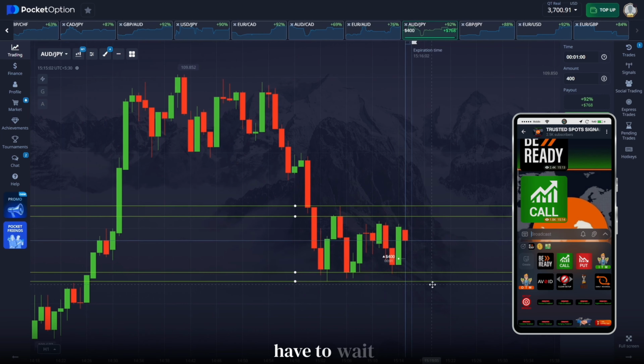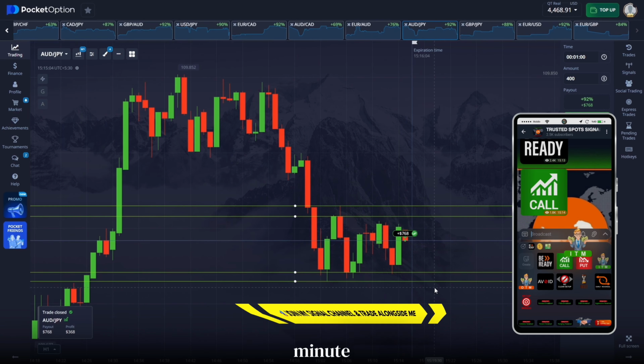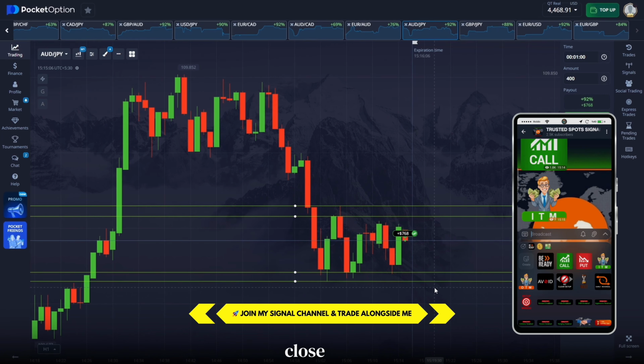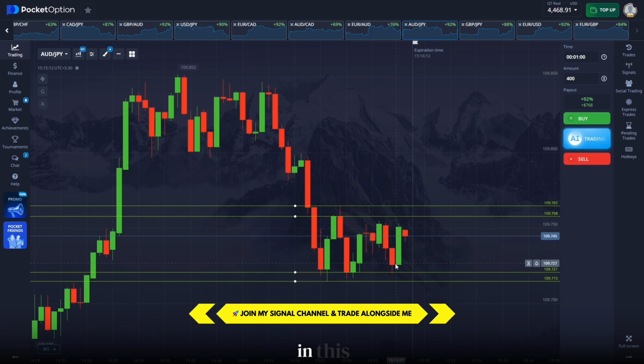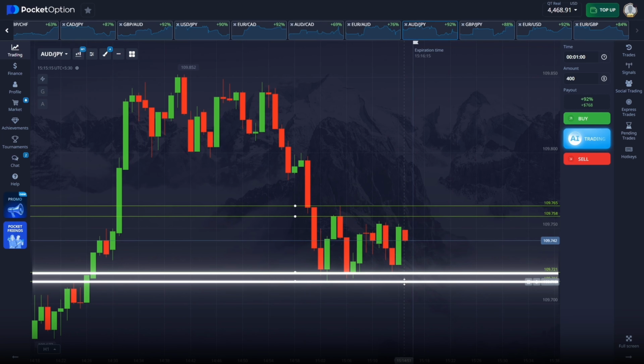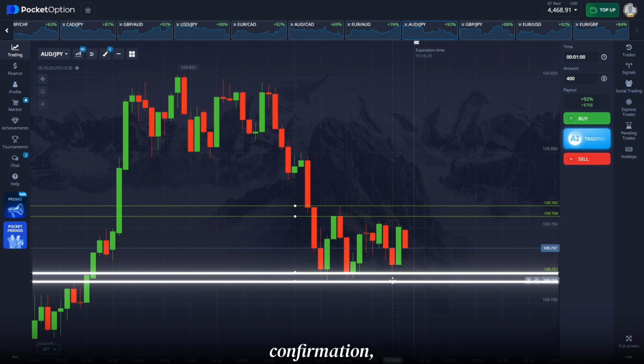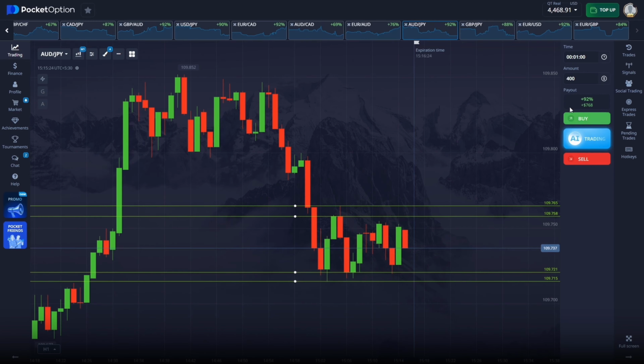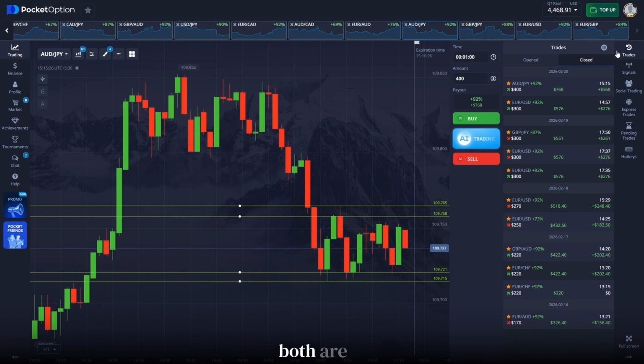You just have to wait for the 1 minute candle to close and then you look for a strong bullish or bearish confirmation on the 5-second chart. In this case, I was using the support. So I waited for the 1 minute candle to close near the support, and on the 5-second chart, as there was confirmation, I instantly placed the trade. So 2 trades, both are in profit.